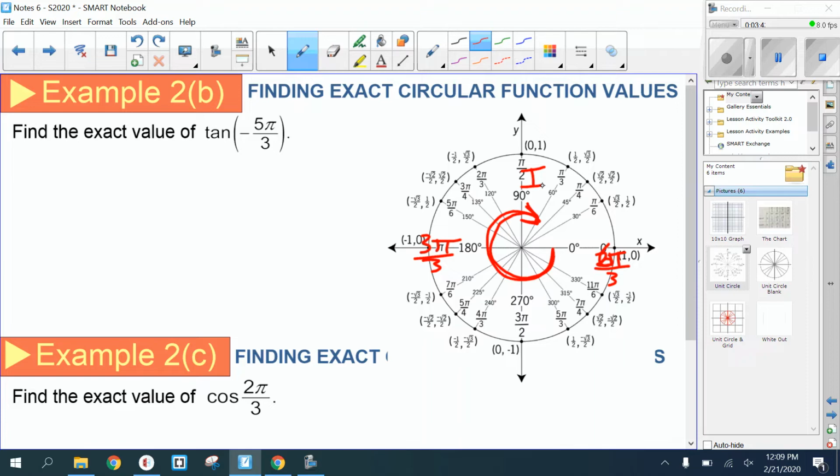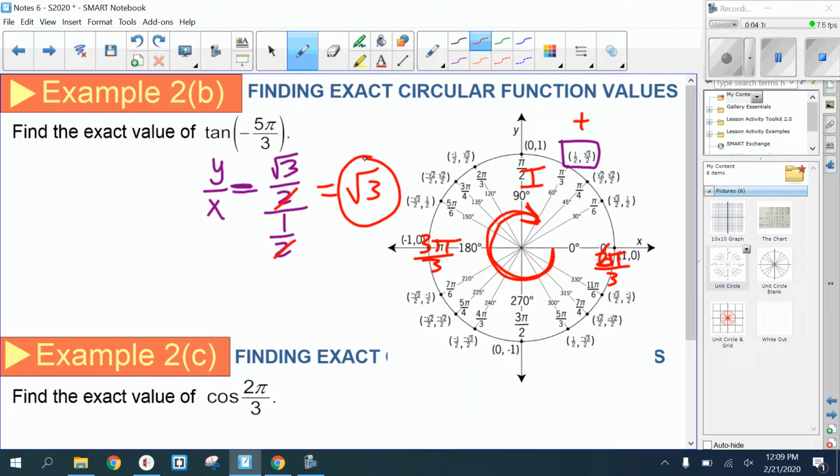But tangent, you still have to remember, is y over x. And so we're looking at these two numbers, these y numbers. There's the y number, there's the x number. When you divide those, the 2's are going to knock out, and you get the square root of 3. But remember, we're in the first quadrant, and we know all of the trig functions are positive there. So that's why that answer is positive square root of 3.